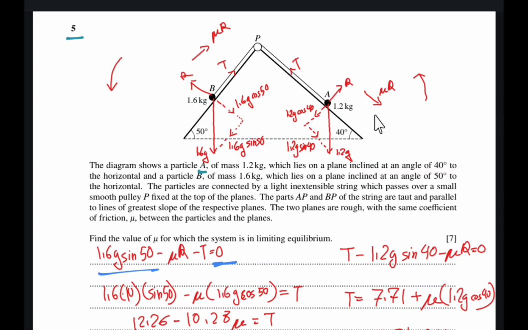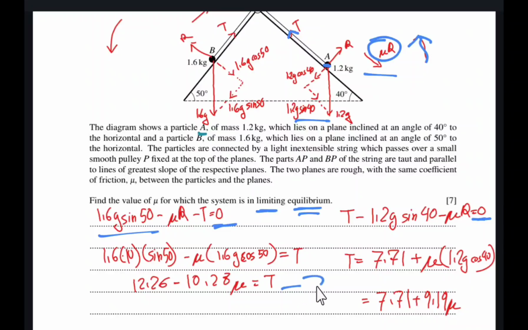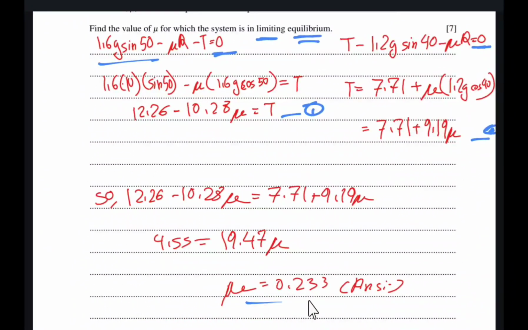And for particle A, the forward force is T, since it is moving in this direction. So T minus 1.6 g sin 40 minus mu R is equal to mass into acceleration, and the acceleration is 0. Since they are at equilibrium, acceleration is 0, but as they are in limiting equilibrium, we have to consider the effect of friction, that is mu R. After substituting these values, we get two expressions, equation 1 and equation 2. Then we just need to solve them simultaneously to find the value of mu as our answer.